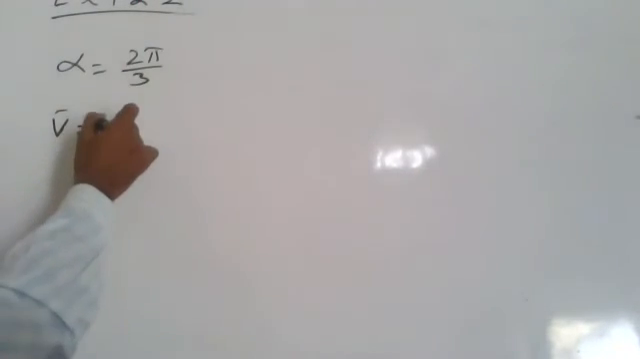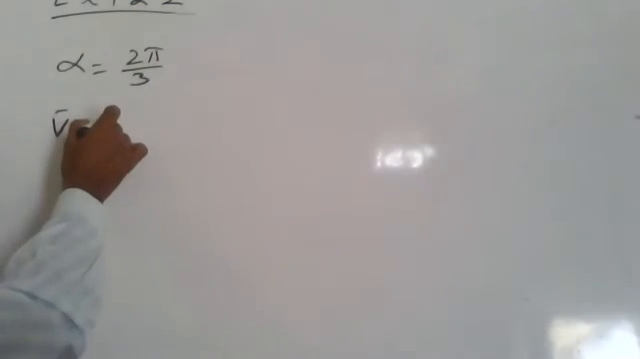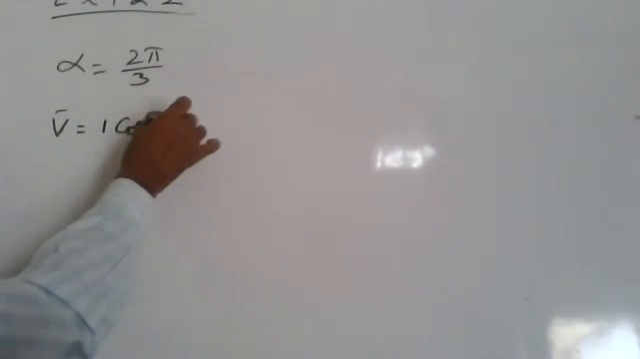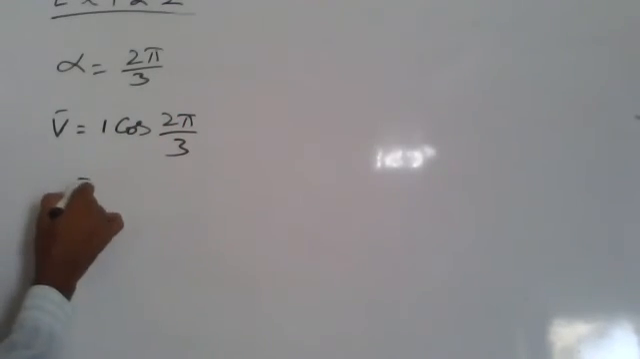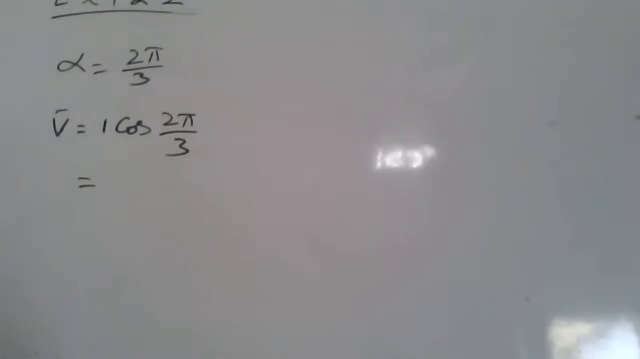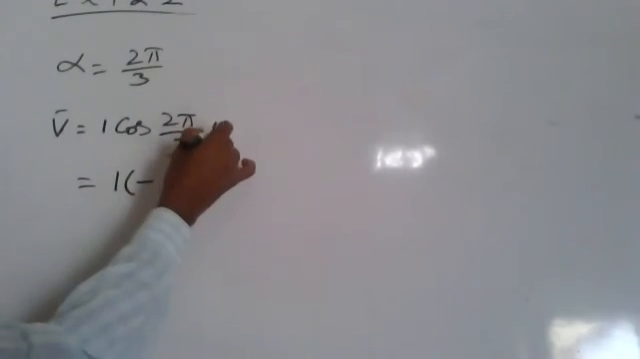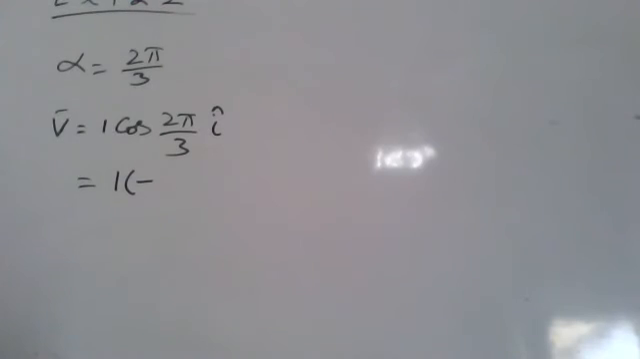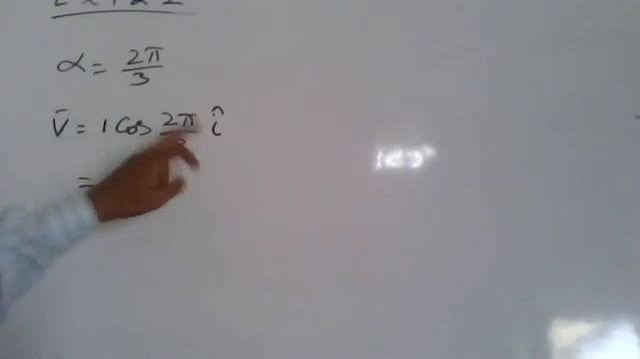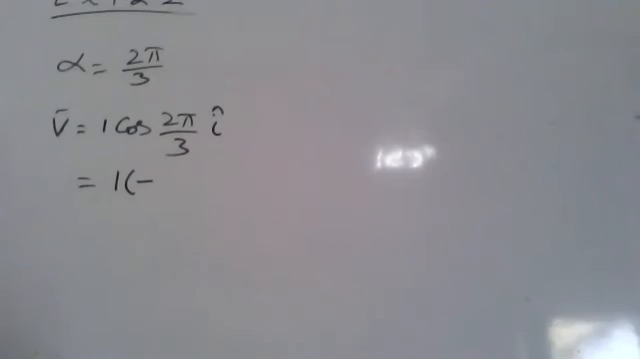Vector will be equal to r into cos of 2 pi by 3, for a unit vector. So 2 pi by 3 will be equal to 120 degrees. So cos 120 degrees will be equal to 1 into minus, this is i, since the angle is with the x-axis, it will be in the i direction, cos alpha.